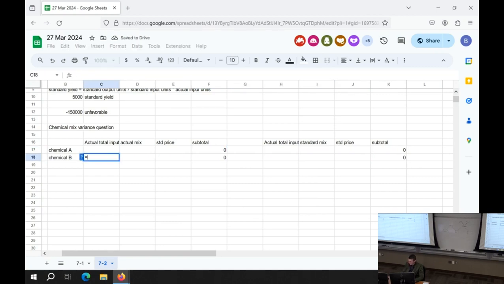And these two have to be equal to each other. The actual total inputs is true whether you're talking about chemical A or chemical B. It's the total of A plus B, so that's going to be the same. So I just pre-programmed that. I'll type it in here, and it'll automatically populate. It can't be different between the two cells here. And same over here.